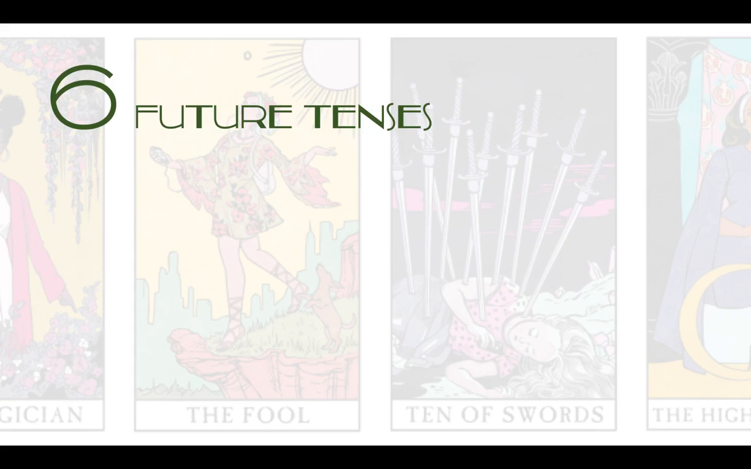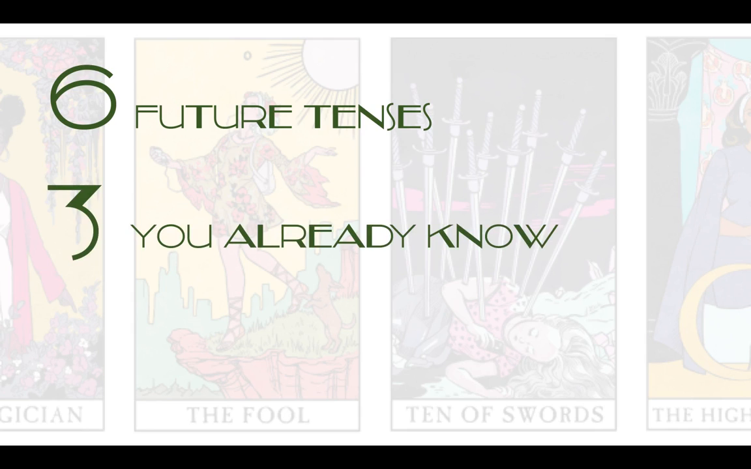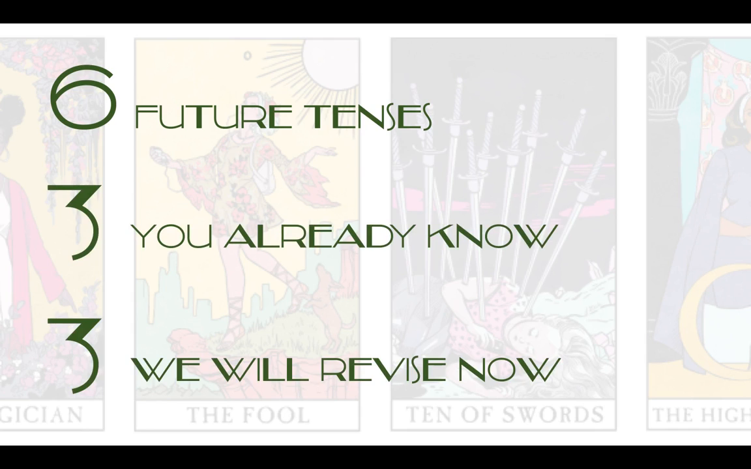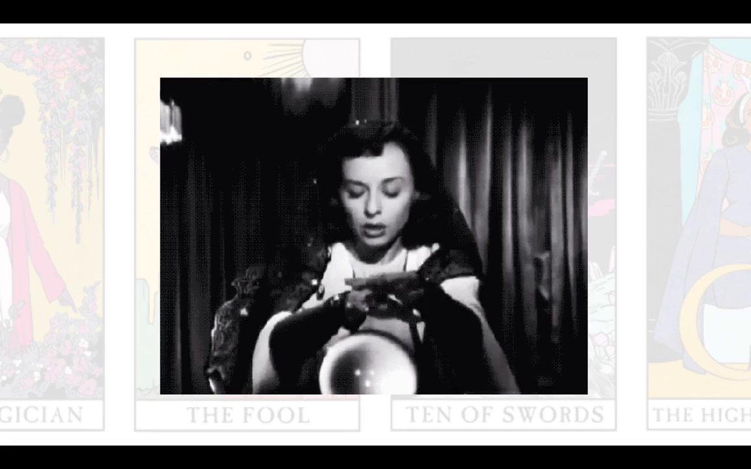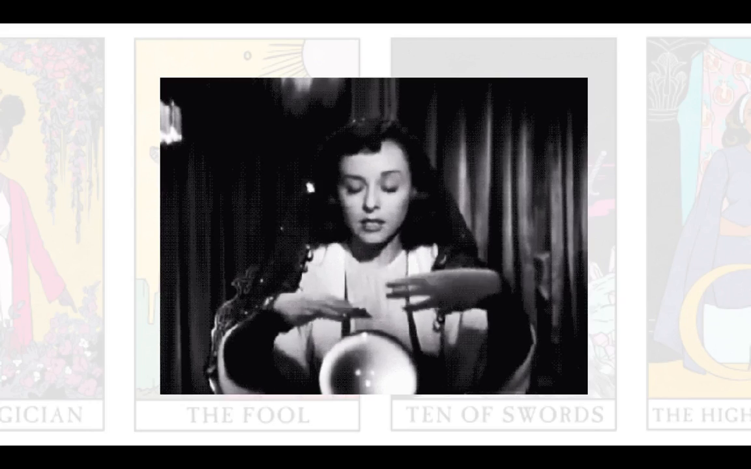So, some statistics about the future tenses. There are 6 future tenses in total. 3 of them you already know, and these 3 we're going to revise in this video today. So, let your inner fortune teller run free and let's dive into the future together.